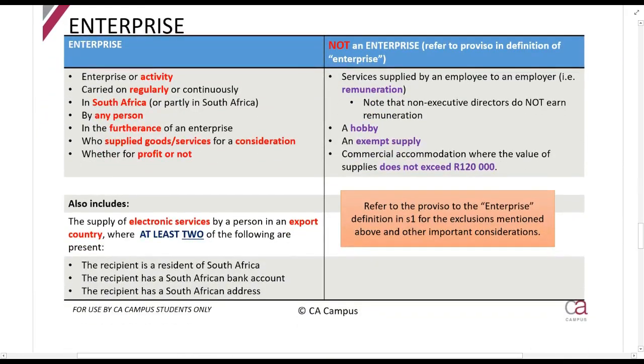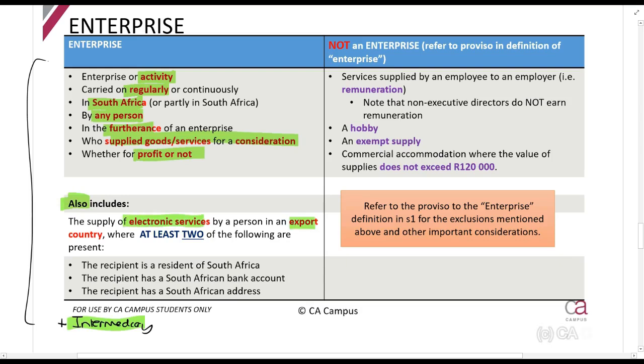Right, so here's just a summary of enterprise again. Here at the bottom, I just want you to say plus intermediary. Okay, so these are all the things which are enterprise. It's an activity carried on regularly in South Africa by a person in the furtherance of an enterprise, supplying goods or services for consideration, and it's for profit or not. It also includes an intermediary. It also includes the supply of electronic services in an export country where at least two of the following criteria are met. Okay, so that's what we just did. This is a summary for you.